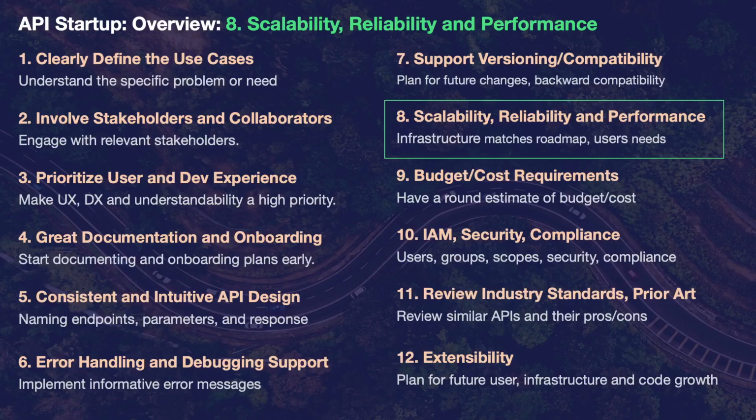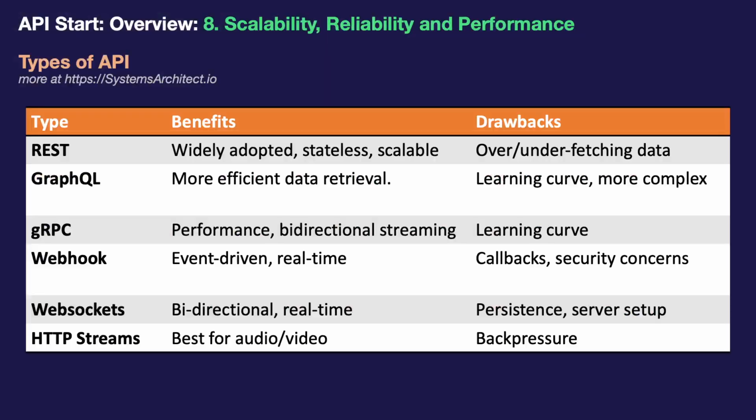Scalability, reliability, and performance. Make sure your infrastructure plans match your roadmap and user needs. This is one of the biggest sections, and we're not going to get into all the technical specifics in this video because it would take way too long. It's probably several additional videos. But you can see in this table that there are many different types of APIs. There are different benefits and drawbacks to them.